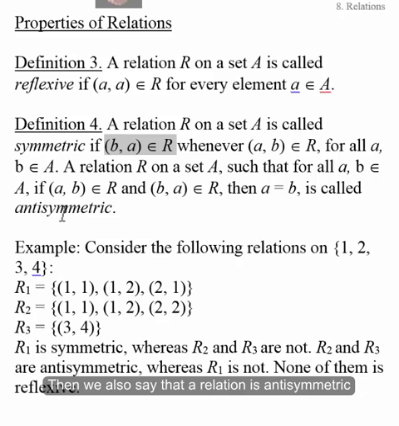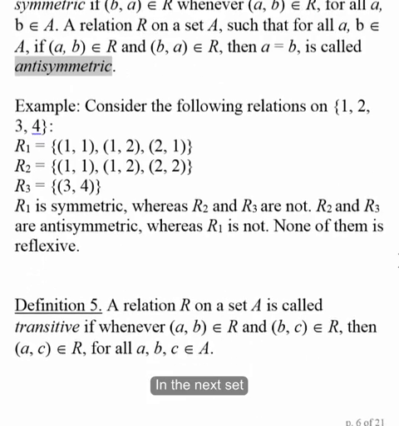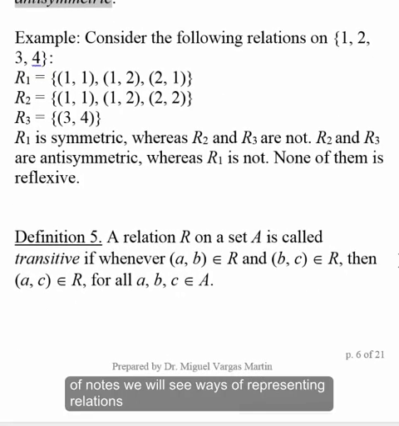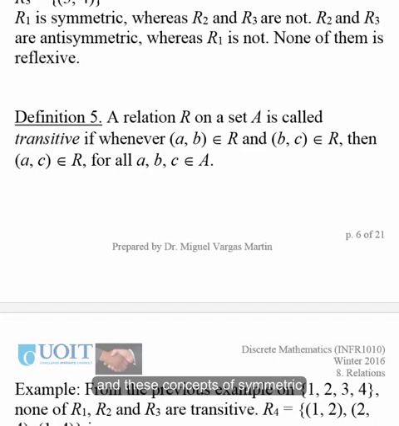And then we also say that a relation is antisymmetric if, when you have that (A, B) is in the relation, then (B, A) is not in the relation. In the next set of notes, we'll see ways of representing relations, and these concepts of symmetric and antisymmetric will become much clearer.